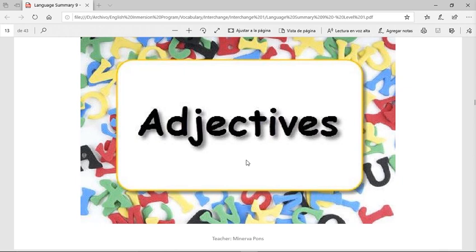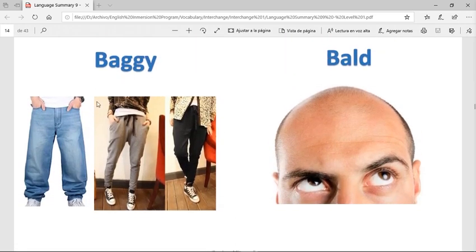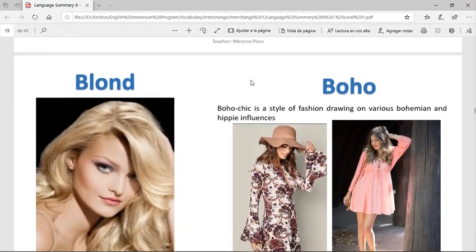Let's see some adjectives. Baggy. Baggy is the type of pants that have a lot of space in between them. You know, you see, like this is hanging. This is baggy. Baggy pants. Bald. Bald is when you have no hair. A bald woman, a bald man, a bald child. It's kind of weird, but it's not so.